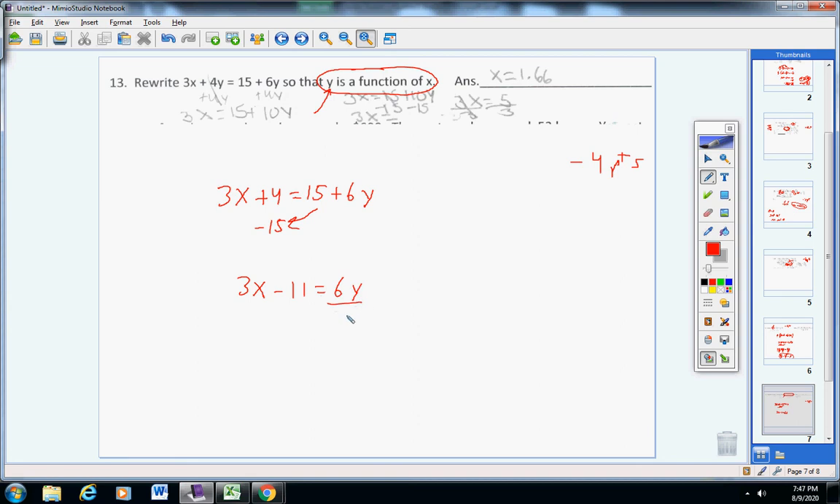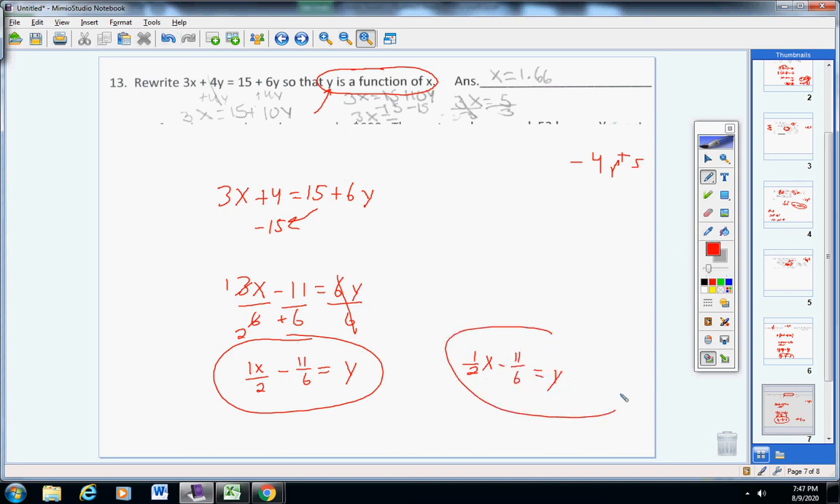And now simply do what? Divide by 6. Okay, so over here 6 cancel. Over here negative over a positive is negative. Here 3 goes into 3 once, 3 goes into 6 twice, so you're left with 1x over 2. And that's fine. That's a fine answer. I have no problem with that. Or you could put 1/2 x minus 11/6 equals y. Either one of those are fine.